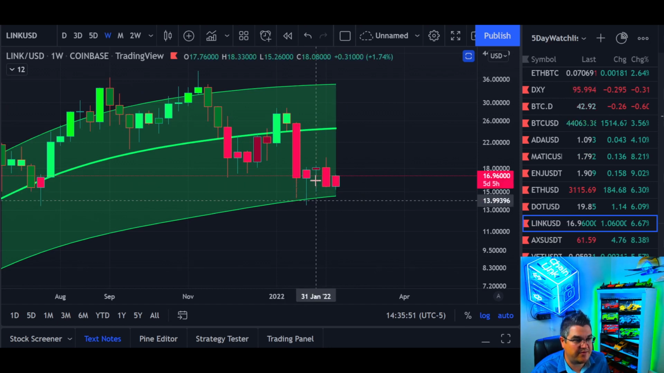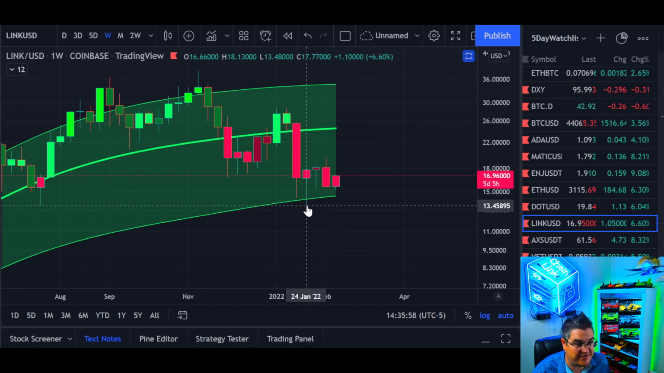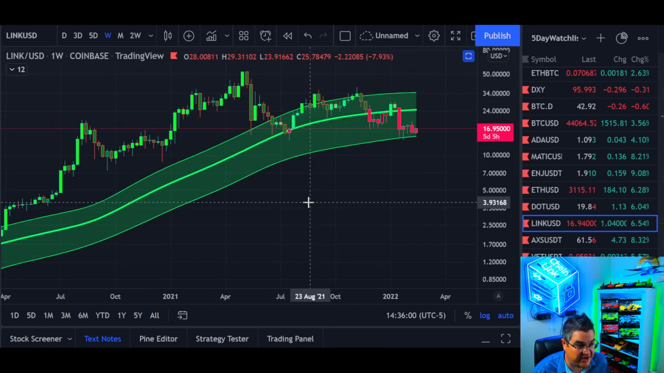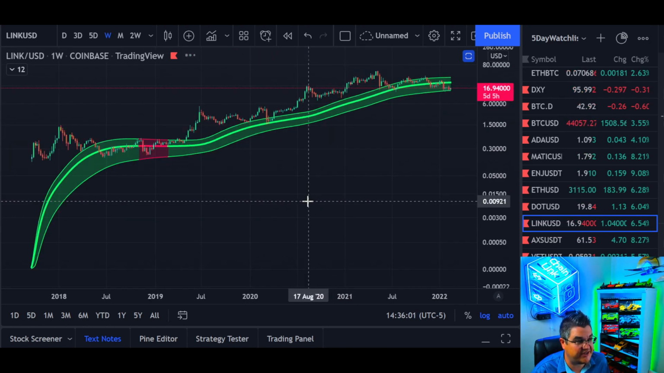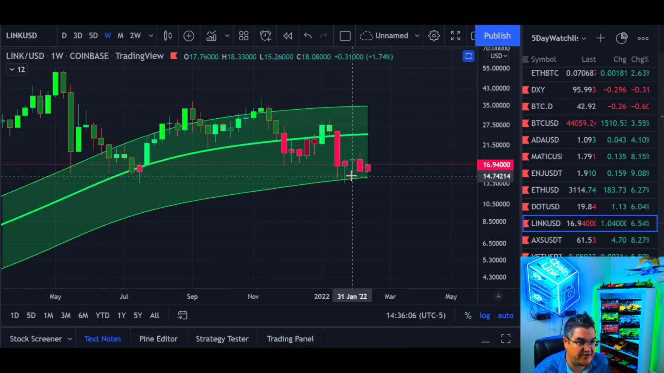So we're at the bottom of the weekly Gaussian channel now. We usually focus on the 5-day. We've even wicked outside of the weekly, which we've never done historically on Chainlink against the US dollar, right? So Link doesn't have 10 years of history, but in the history we do have, this is a first.